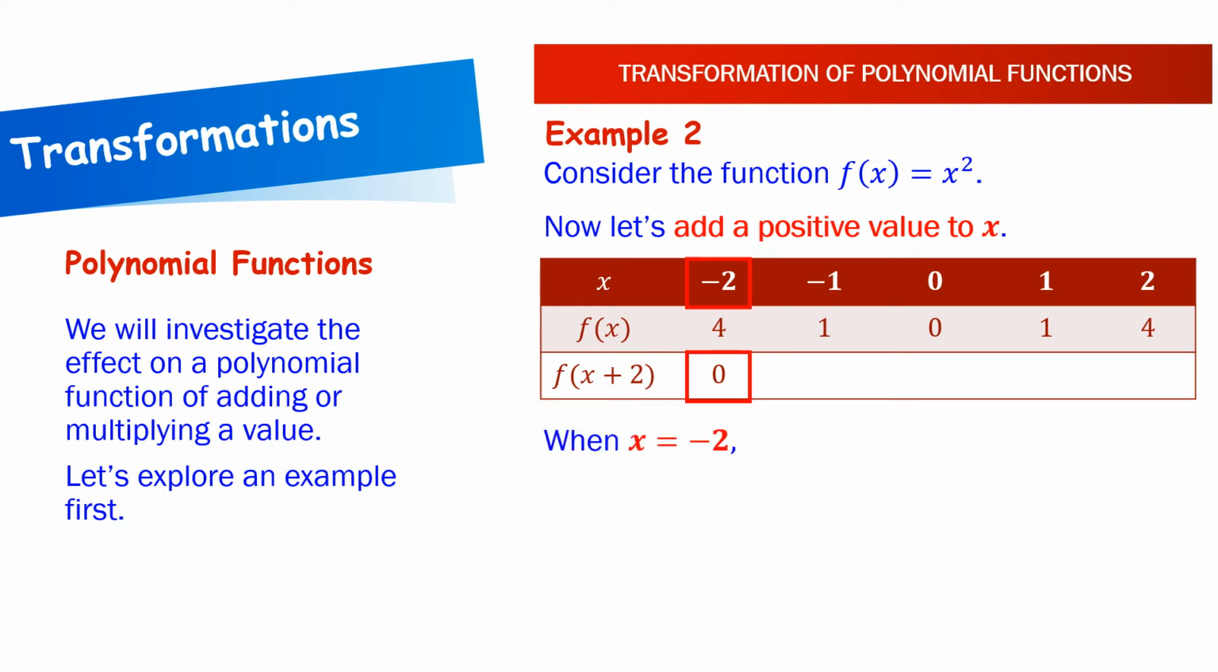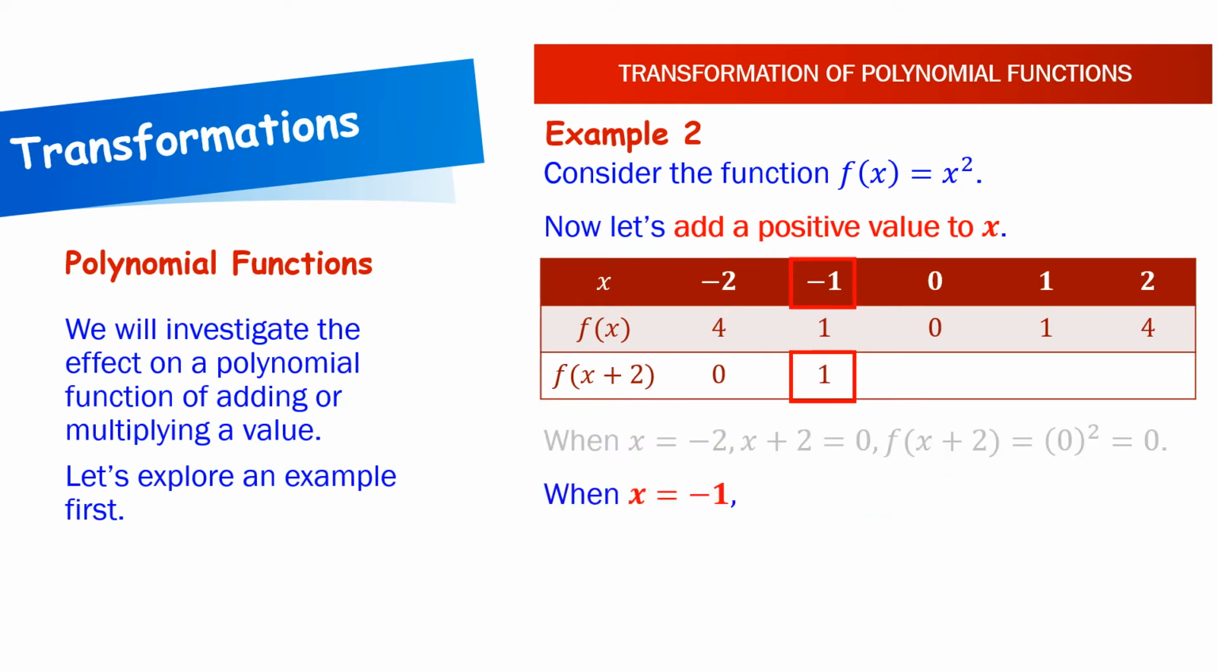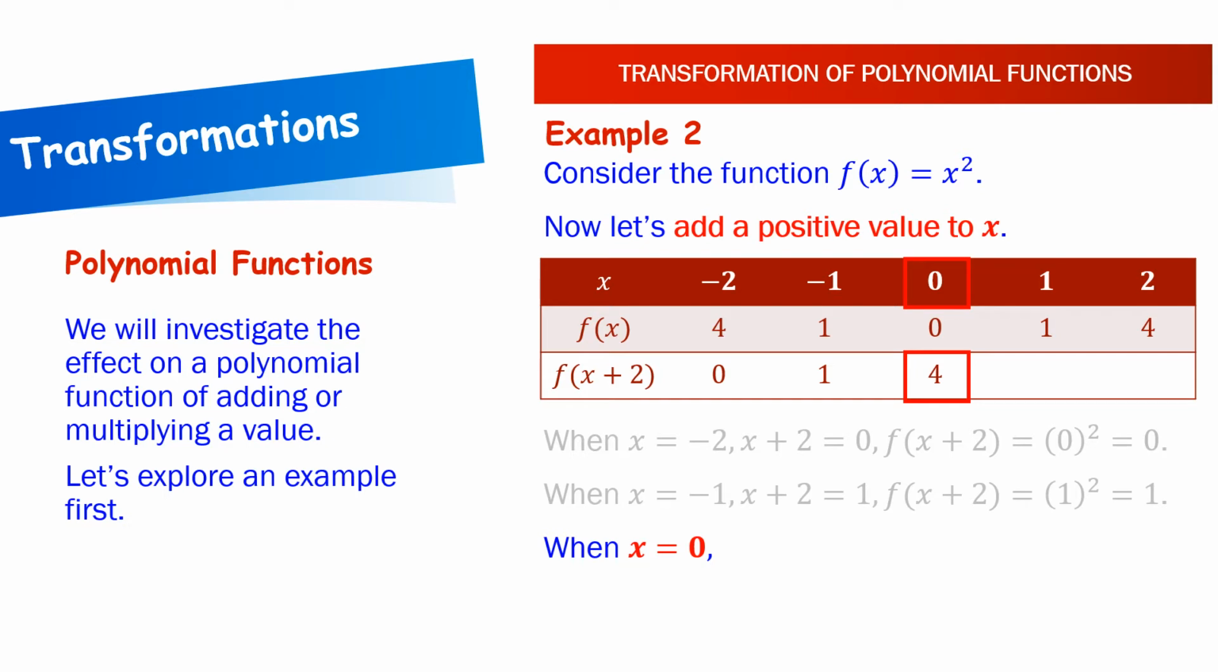So when x is -2, f of x plus 2, replacing x by -2, gives us -2 plus 2 all squared, which is 0. When x is -1, f of x plus 2 is -1 plus 2 all squared, which is 1. When x is 0, f of x plus 2 is 2 squared, which is 4.